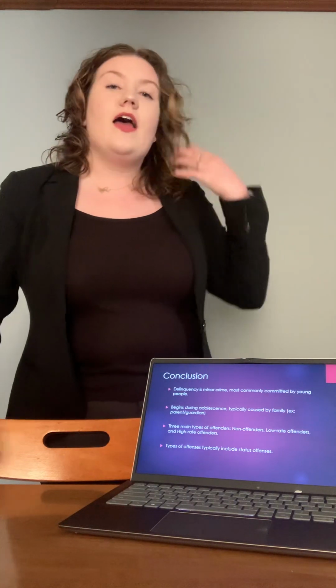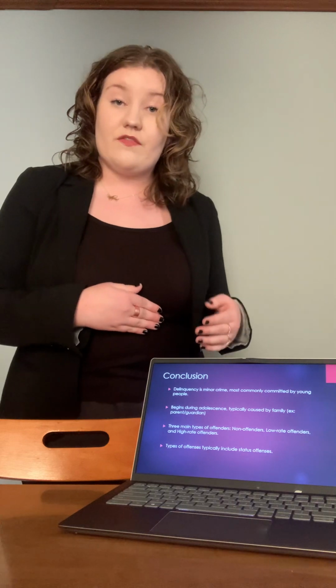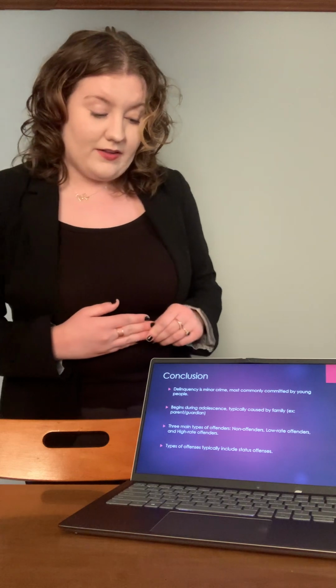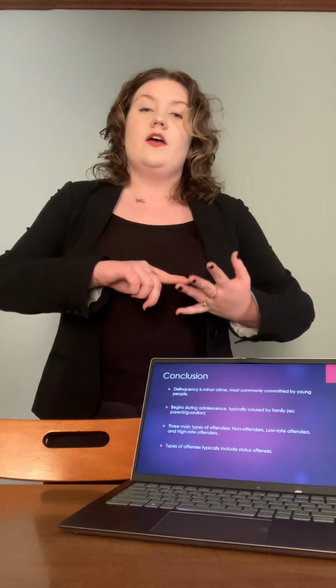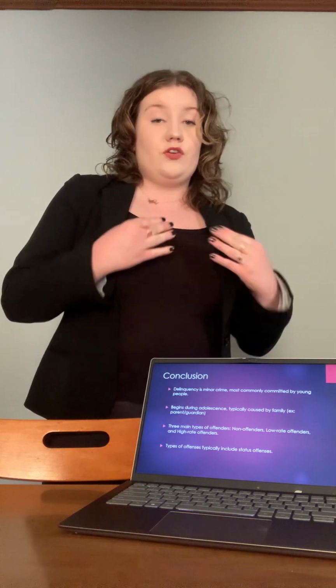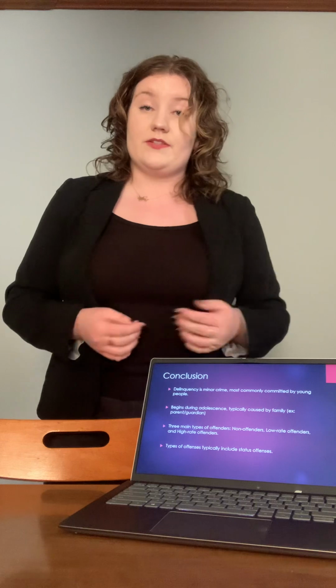Okay, so with that, I'm going to close out with a conclusion, and I'm going to summarize some points that we went over today. So, delinquency is a minor crime, most commonly committed by young people, so minors, anyone under the age of 18, all right? It most commonly begins during adolescence, typically caused by family. So, for example, parents, guardians, and we talked about the social learning theory and how delinquents learn to engage in delinquency from other people. So that could be peers, family, friends, guardians.